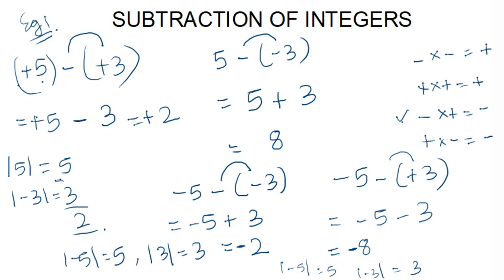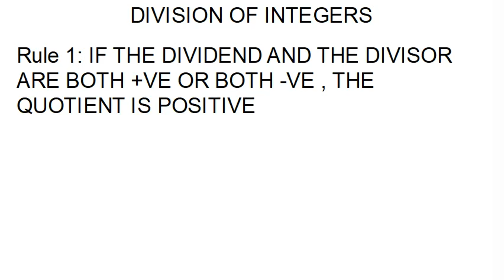You have 4 different combinations. Okay. So till now we have seen the rules for adding 2 integers, multiplying 2 integers and subtracting integers. So the next operation which is left is division. So now we'll be seeing the rules for division of integers. So the first rule for division of integers is, if the dividend and the divisor are both positive or both negative, the quotient is positive.